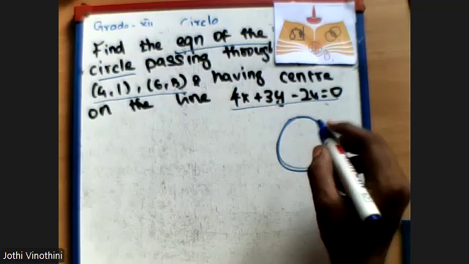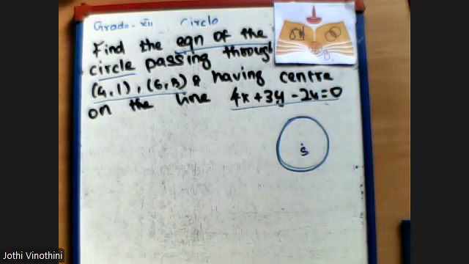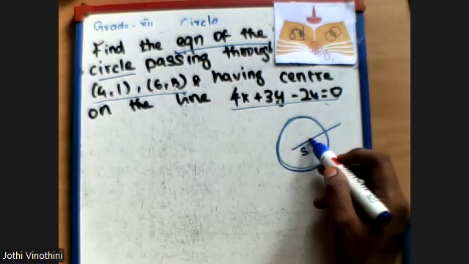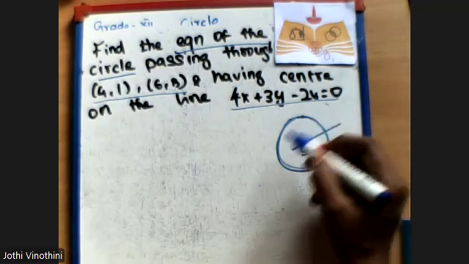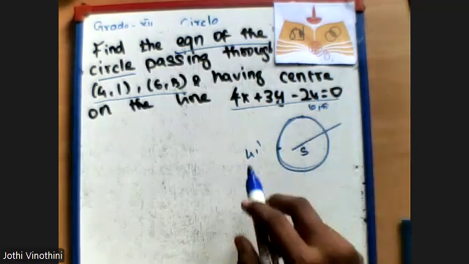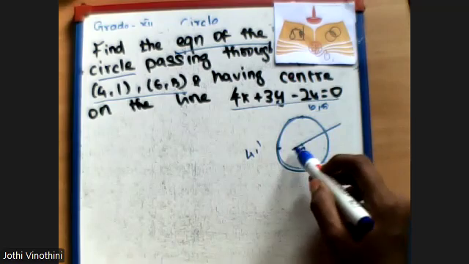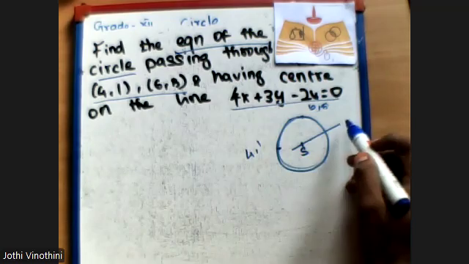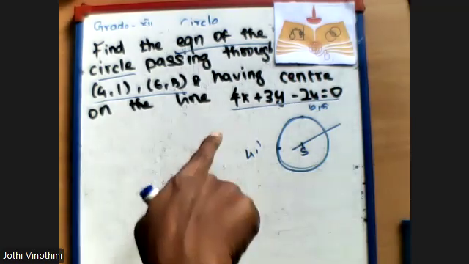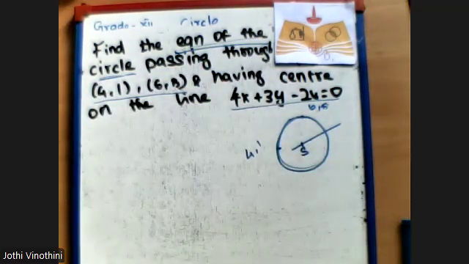A circle. So I'm going to take this point S as the center of a circle. There's a line, right? They've given the equation of this line and two points, 4, 1 and 6, 5. They've given two points on a circle, and they also said there is a line passing through the center of the circle, and they've also given the equation of the line. They ask us to find the equation of the circle. Everybody is clear with this?